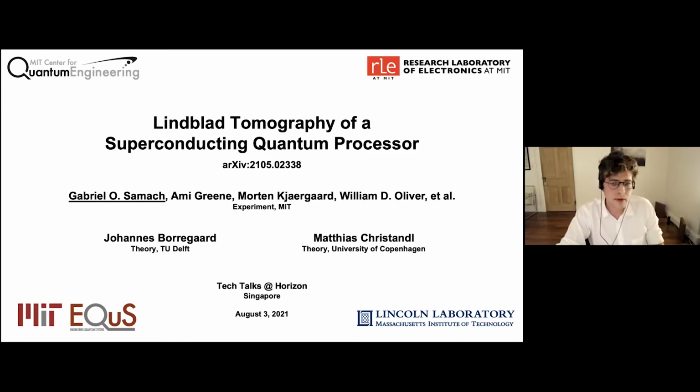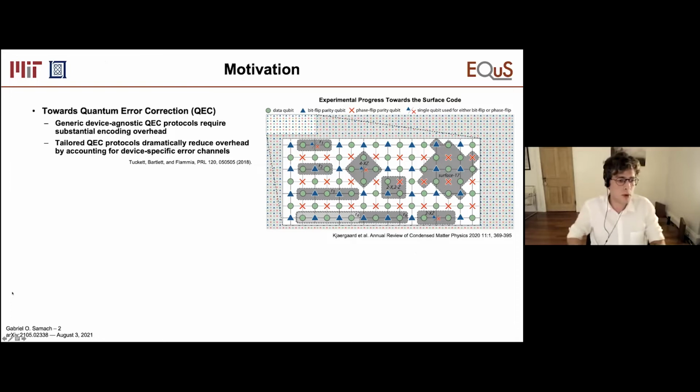Okay, so the motivation for this work is, in some sense, the motivation for a whole lot of work happening in quantum computing right now. Over the past few years, there's been enormous progress in developing quantum computers based on a number of different hardware platforms. However, despite this enormous progress, there are a number of significant bottlenecks that need to be faced on the path towards fault-tolerant, error-corrected quantum computation.